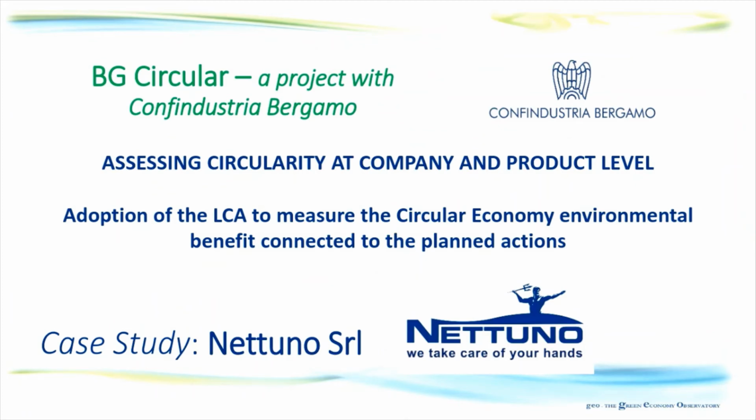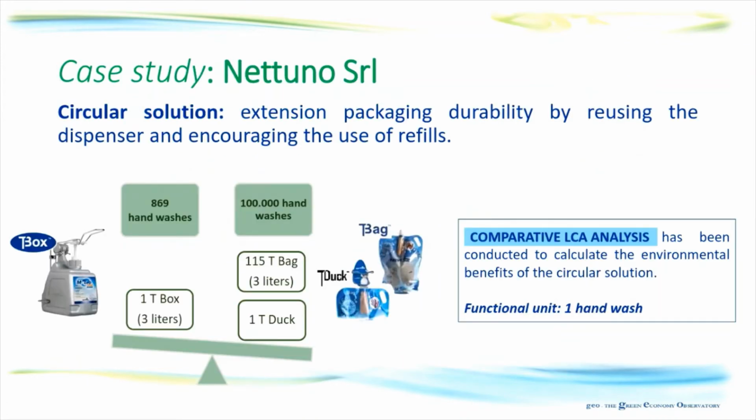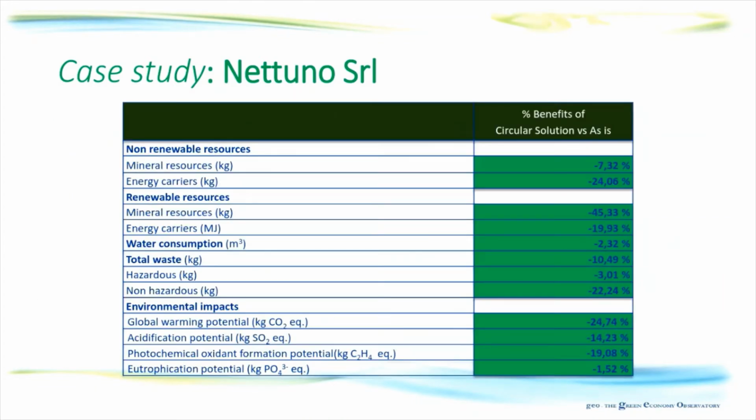What we do in this phase also, and the members of the observatory are quite familiar with this, is use a particular tool to assess the improvement capability of an action. This is BG Circular, which is a project with Confindustria Bergamo, with many companies, one of which is Nettuno, but with all the others we did more or less the same thing. We applied LCA, the life cycle assessment, both to measure the level of circularity using basic indicators of impact included in the LCA software, but most interestingly, we compared through the LCA method the environmental impacts before and after the circular innovation.